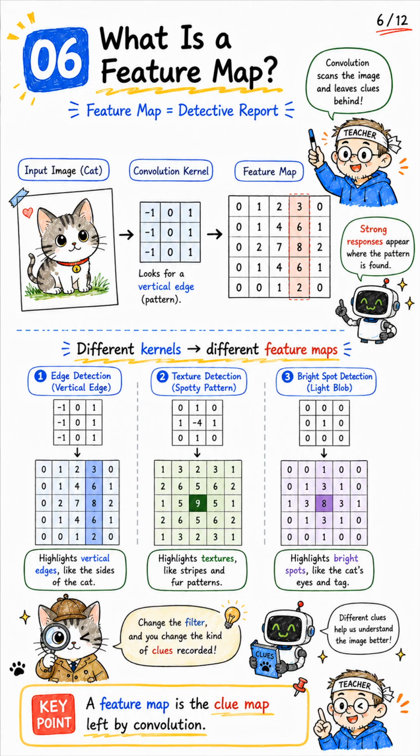After convolution, we get a new image-like result called a feature map. A feature map is not the original cat image. It is more like a clue map. It tells us where certain patterns appear. For example, one feature map may highlight edges. Another may highlight textures. Another may highlight bright spots or shapes. You can imagine each convolution kernel as a different detective. One detective is good at finding edges. Another is good at finding textures. Different kernels produce different feature maps. Together, they help CNN understand the image step by step.